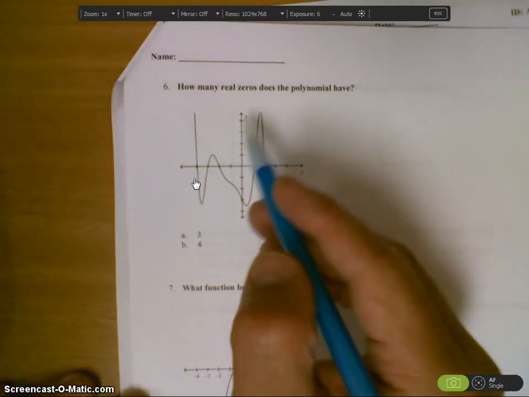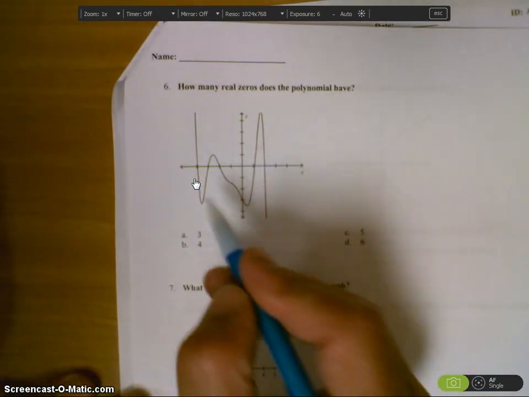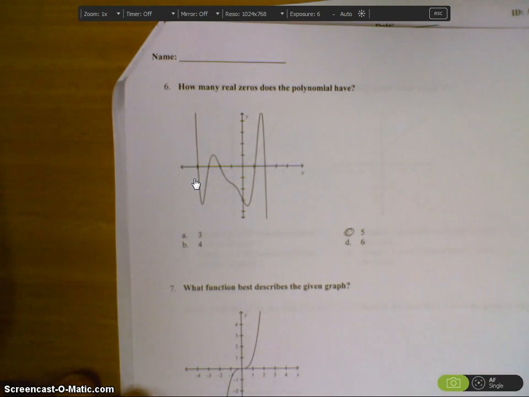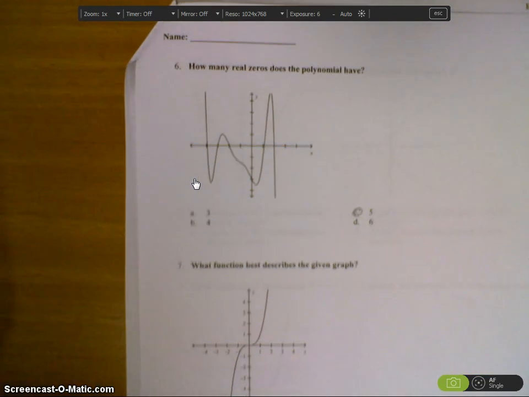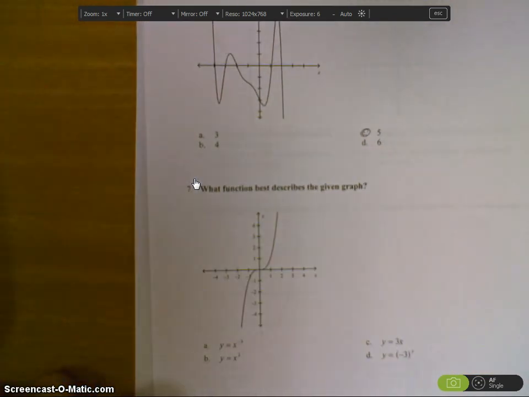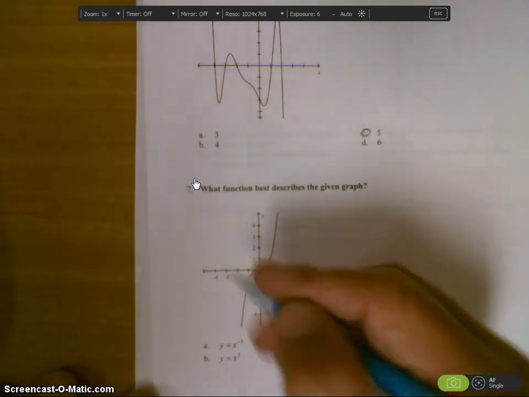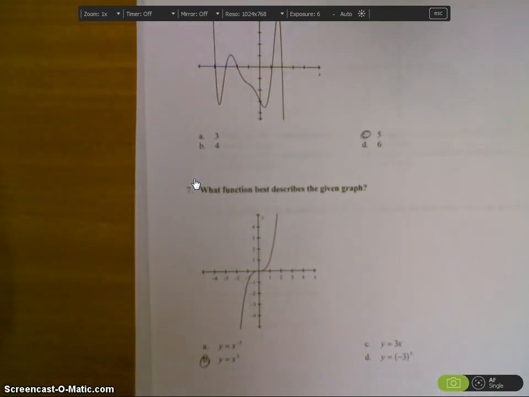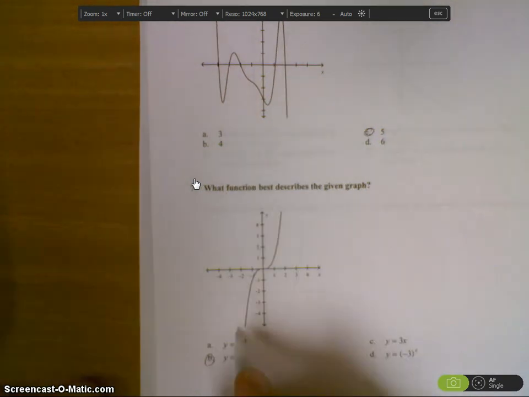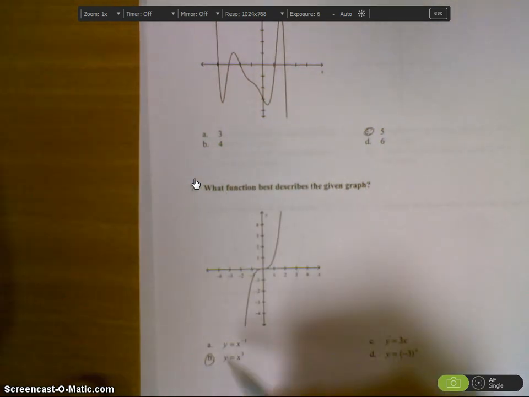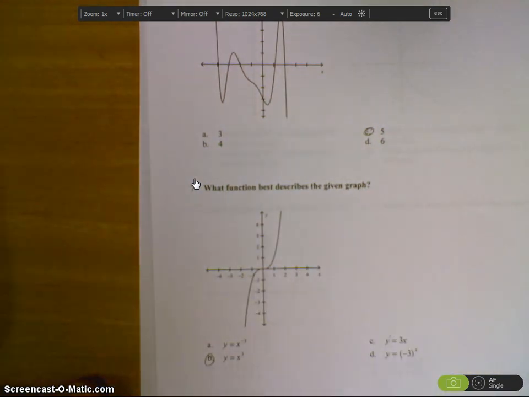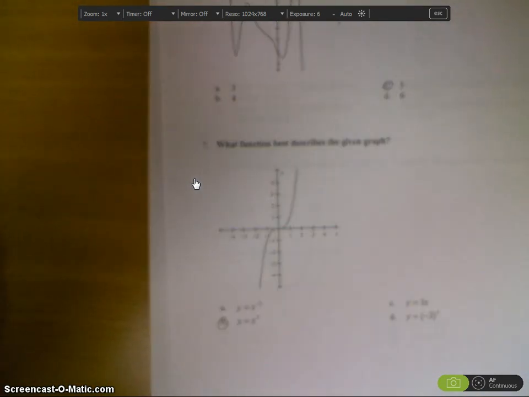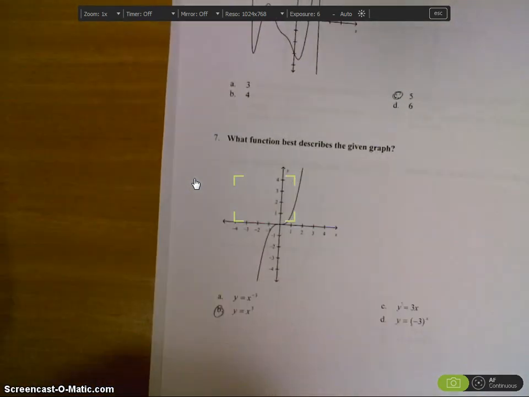Here's one. How many real zeros does this polynomial have? 1, 2, 3, 4, 5. To me, it crosses 5 times. C is the answer for that one. If you forgot what the cubic looks like, this is a cubic. If you forget, you could graph all these in a graphing calculator and see which one looks like that. But it is a cubic. All right, next.